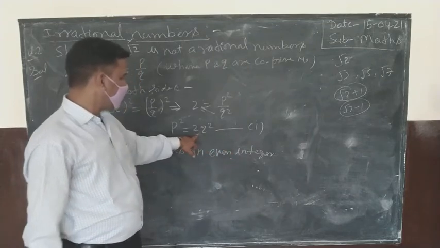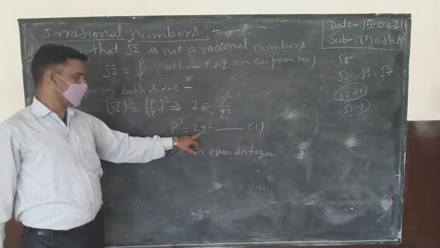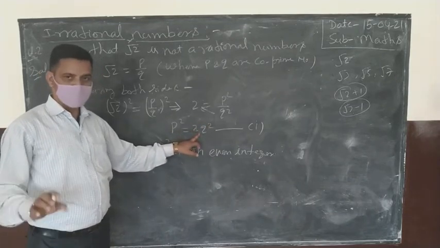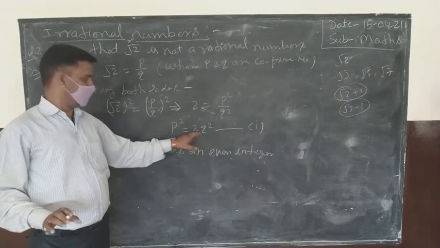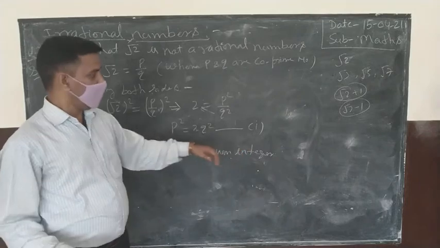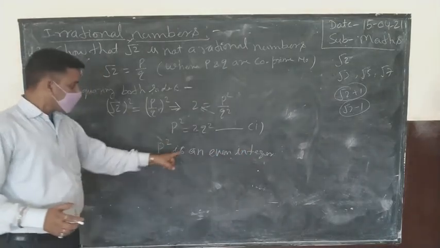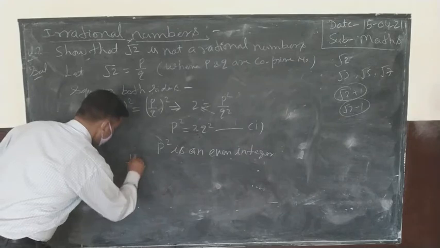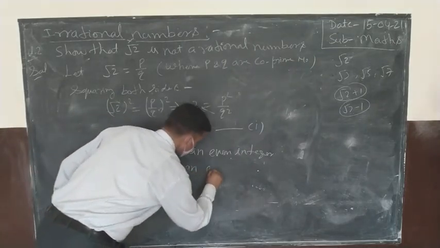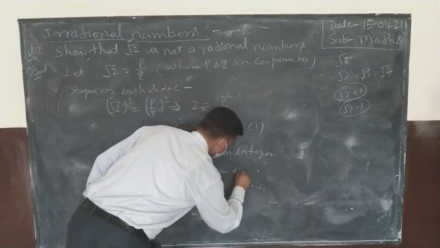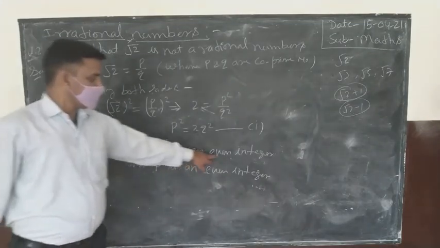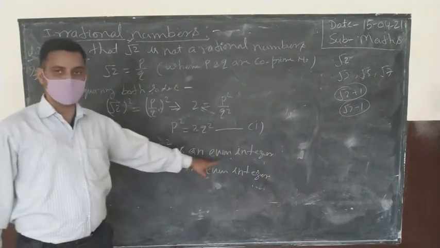How to say it is an even integer? Because this Q square is multiplied by 2, the whole result becomes even. What Q square is does not matter, but the result will be even. Means the value of P square is an even integer. When P square is an even integer, then P is also an even integer.